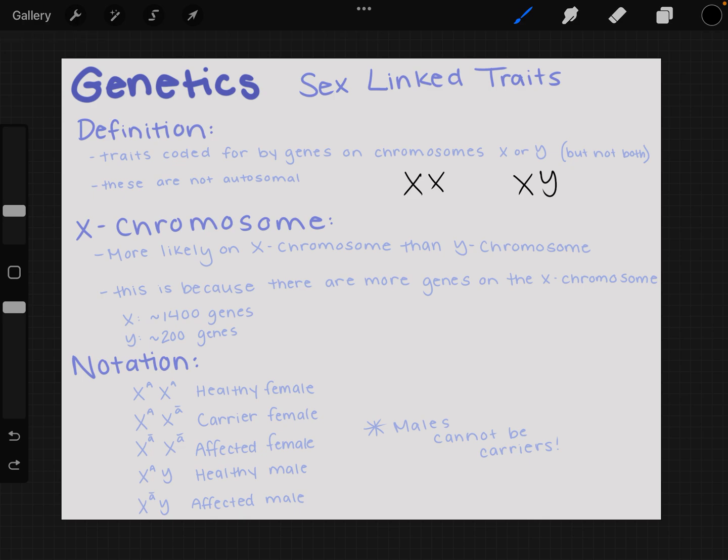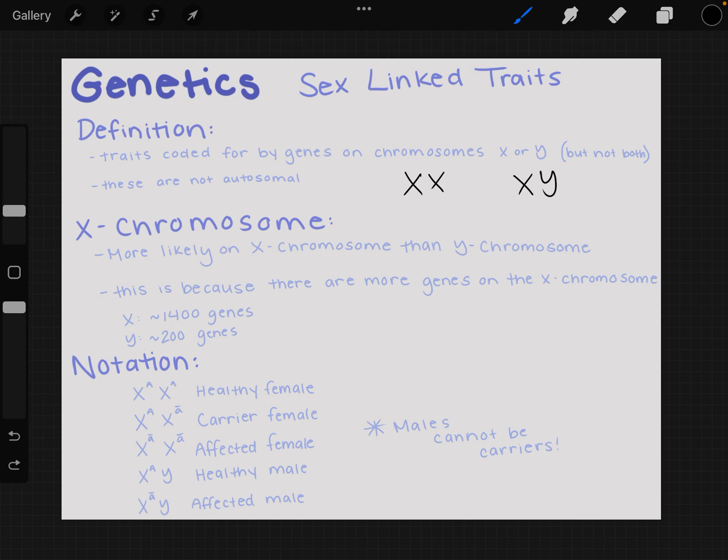So why do we see them more on the X chromosome? These sex-linked traits are more likely to occur on the X chromosome than the Y chromosome. That's because there are more genes on the X chromosome. There are about 1,400 genes on the X chromosome, but only 200 genes on the Y chromosome. So that's interesting. That's why you're going to see it less often on the Y chromosome.